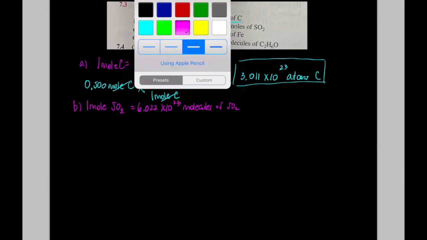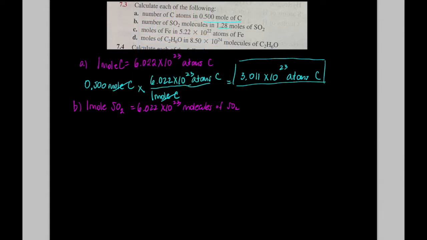Now, we are starting with this quantity here, 1.28. And the units there are moles of SO2. And we want to create our conversion factor here by putting 1 mole of SO2 on the bottom. Okay, so that cancels. And on top is going to be our Avogadro's number.